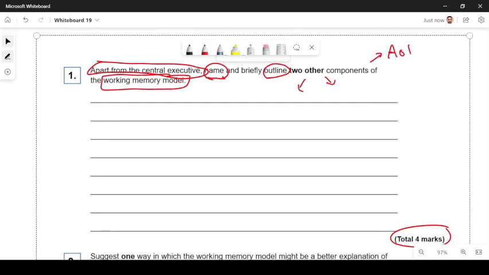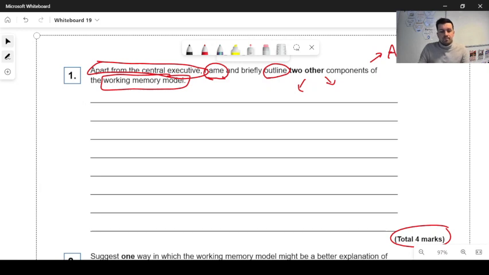As the question is split into name and outline, you will get 2 marks for simply naming two other components. So as I said before, if you have a go at breaking down the question, I will just pause for a second and allow you to do that. Okay, so hopefully you have paused and you've written around the question.